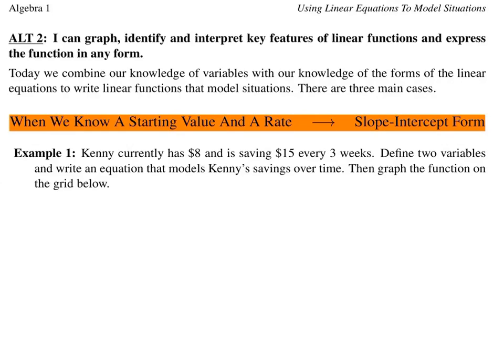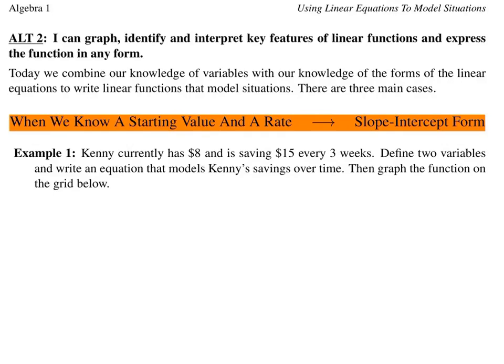There are basically three different kinds of pieces of information you can have going in. The first one we're going to do is when we know a starting value and a rate. As a reminder, the rate is basically a word meaning slope. So the starting value, as you likely know from middle school, is y-intercept, and the rate means slope. So let's look at this first example.